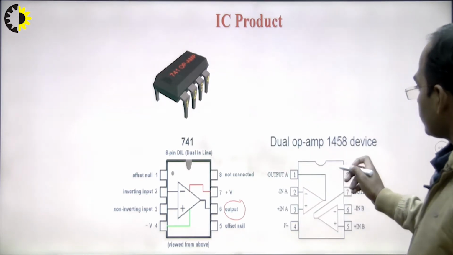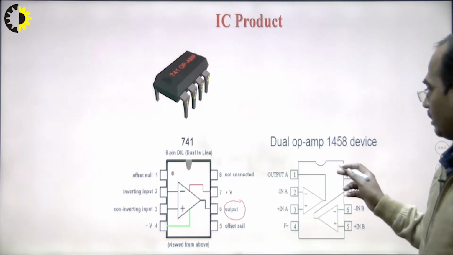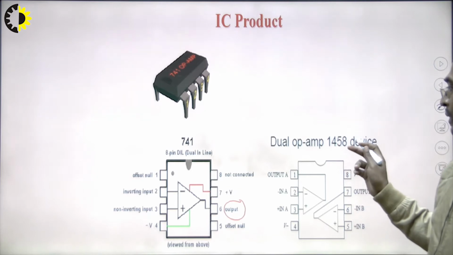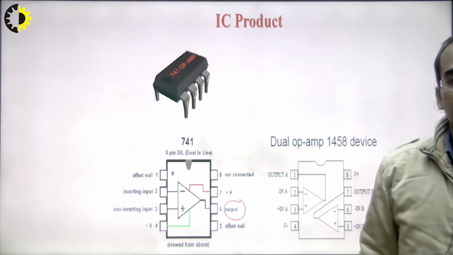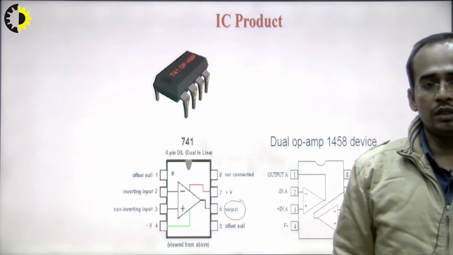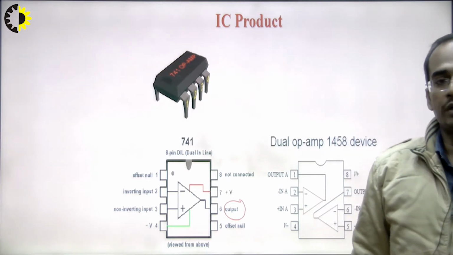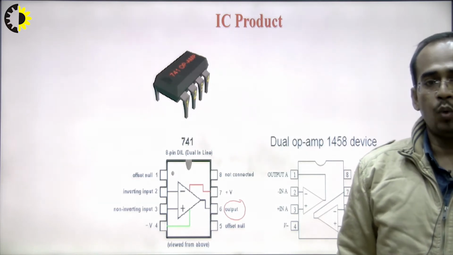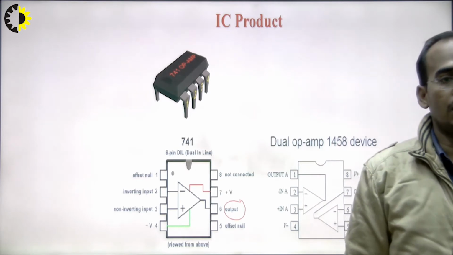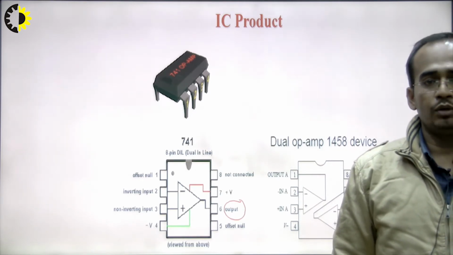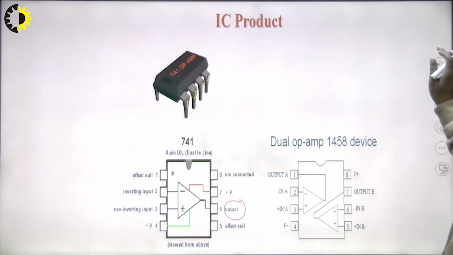This is the integrated circuit pin diagram for the dual operational amplifier 1458 device. Here pin numbers 2 and 3 are used for the input, pin numbers 5 and 6 are also used for the input, and pin numbers 1 and 7 are used for the output. So here you can see that we are using 2 operational amplifiers, a dual operational amplifier, in the 1458 integrated circuit.